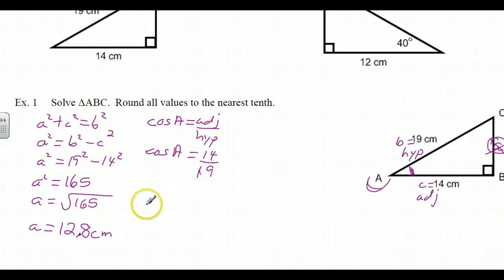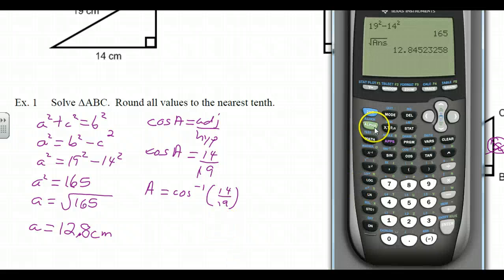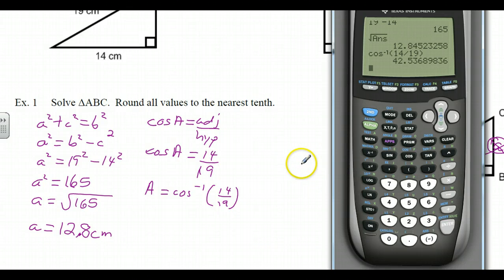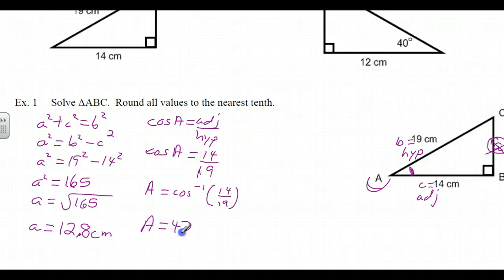I want to find an angle, so you've got to remember back a few days. So A is the inverse cosine of the ratio. So we have the ratio, we want the angle. A is the inverse cosine of the ratio, 14 over 19. Okay, so second function, cos inverse 14 divided by 19, close bracket, enter, 42.5, we want nearest tenth, so A is equal to 42.5 degrees.